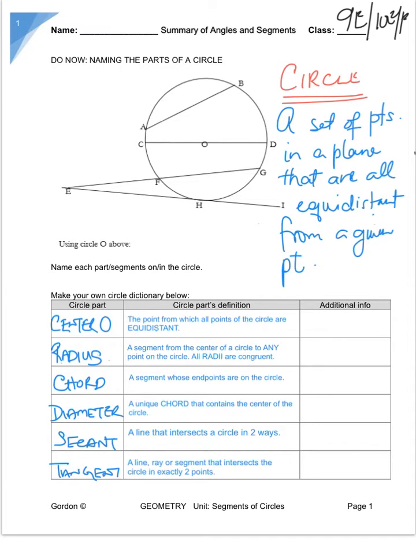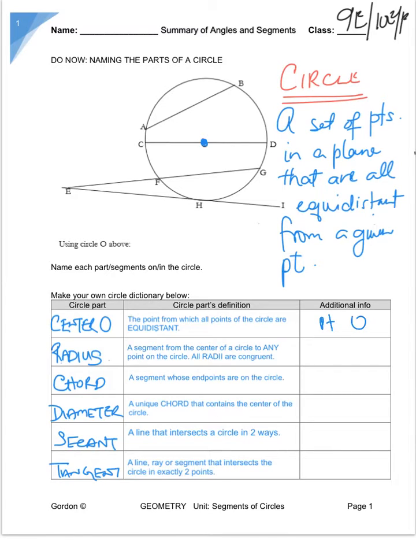So the first portion we're going to identify is the center. The center is right there. It's a point from which all points of the circle are equidistant. So this is what tells me what a center is. Now in this case, our center will be point O.